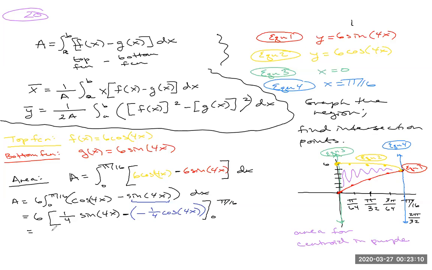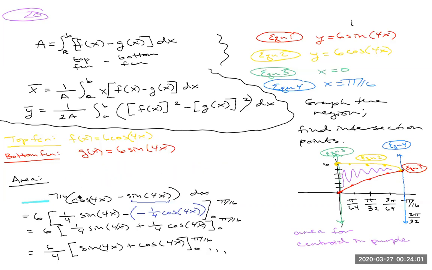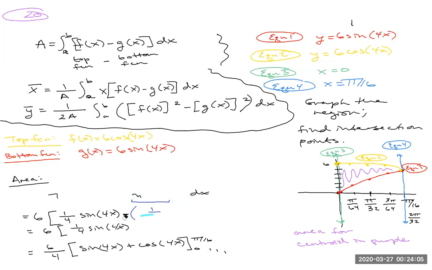So that is 6 times 1/4 sine 4x plus 1/4 cosine 4x from 0 to pi over 16. I'm going to factor out a 1/4. I have sine 4x plus cosine 4x from 0 to pi over 16. Let me dot this because it will be good to show. It's a good algebraic exercise.